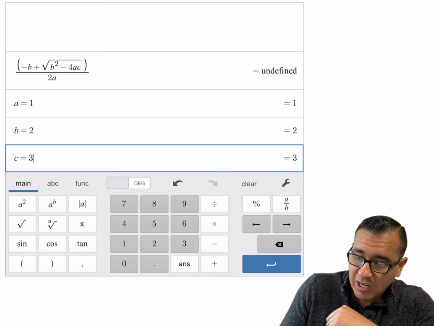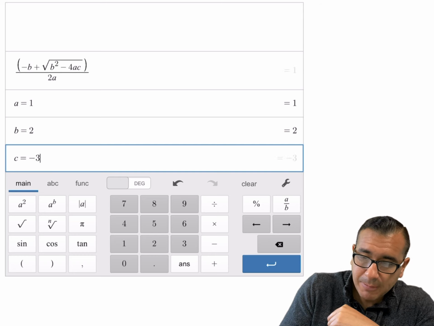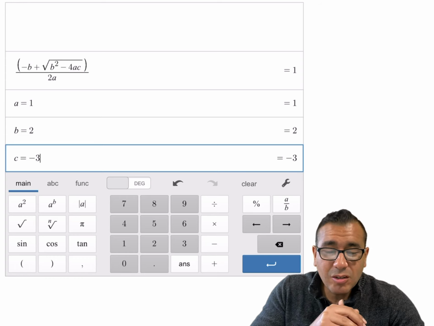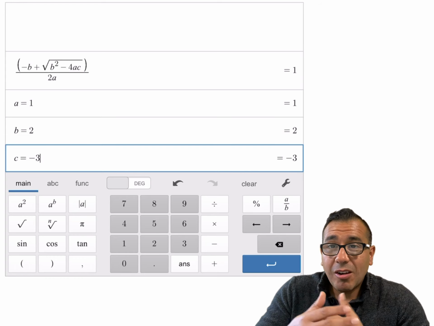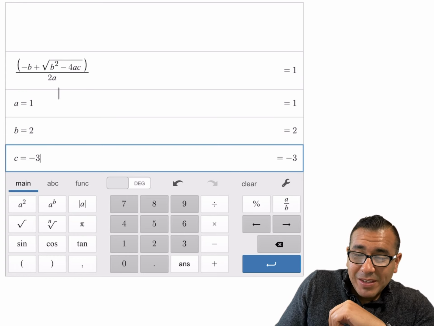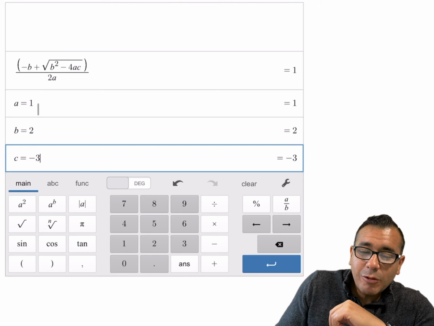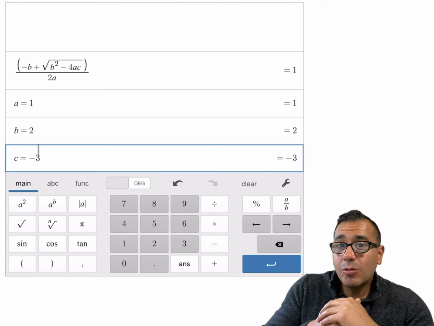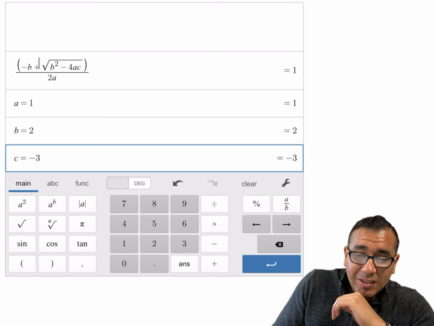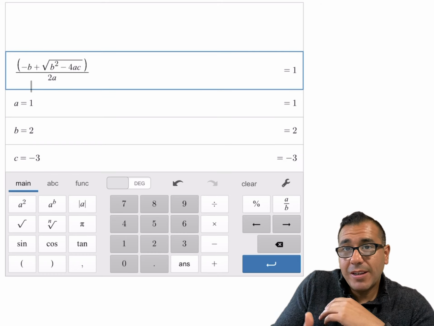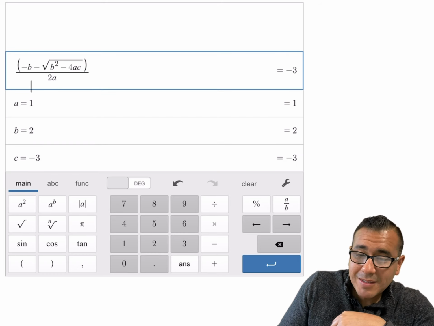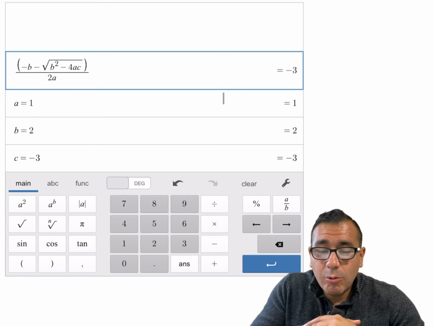So let's maybe change this to negative 3. Let's see if that does something. Cool, so we do get an answer for negative 3. So again, all you have to do is tell the calculator here what your values are for A, B, and C, and that's so cool, right? And then I could just change this plus sign if I wanted the minus to a minus, and it does all that work for me.